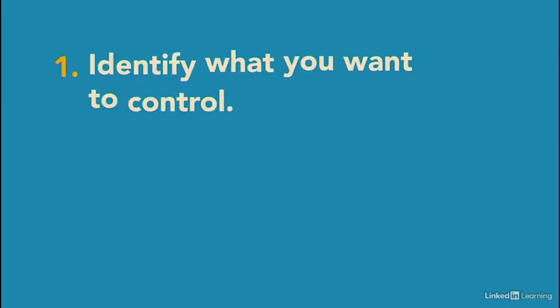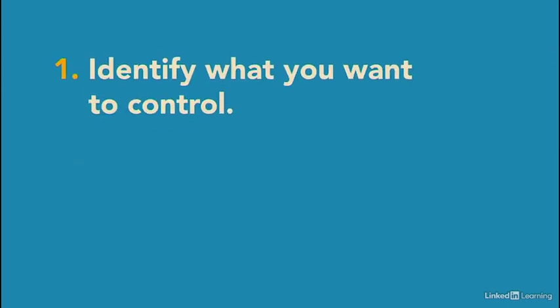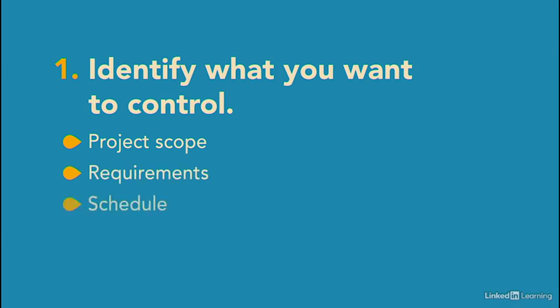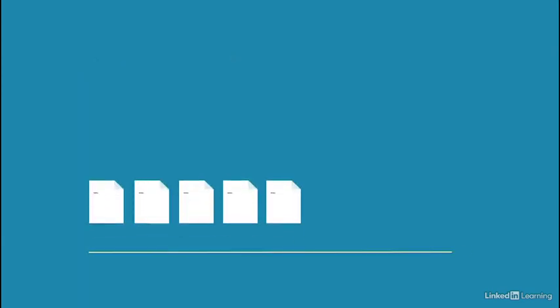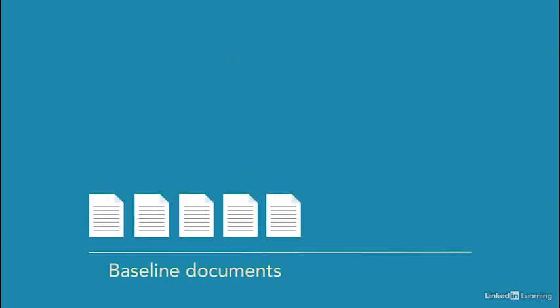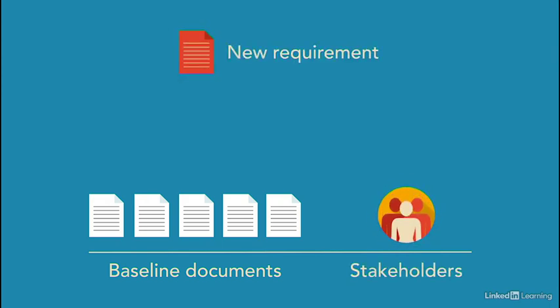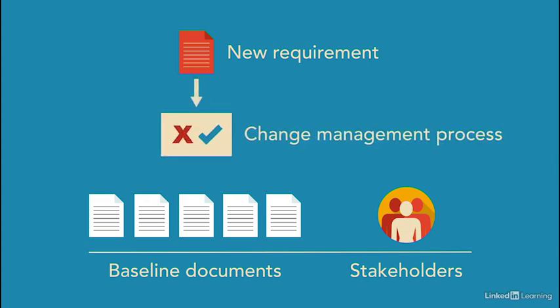First, you identify what you want to control, like the project's scope, requirements, and the schedule, or perhaps the entire project plan. The versions you control are called baseline documents. The list of project requirements approved by the stakeholders is your baseline. If new requirements are suggested, you use your change management process to decide whether or not to add them to the requirements list. You also need a group that reviews change requests and decides whether to approve them. It's called the Change Review Board, and it's usually made up of key stakeholders.